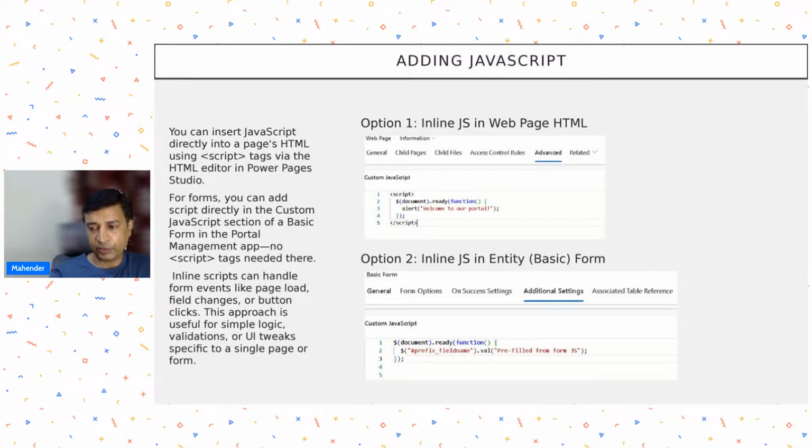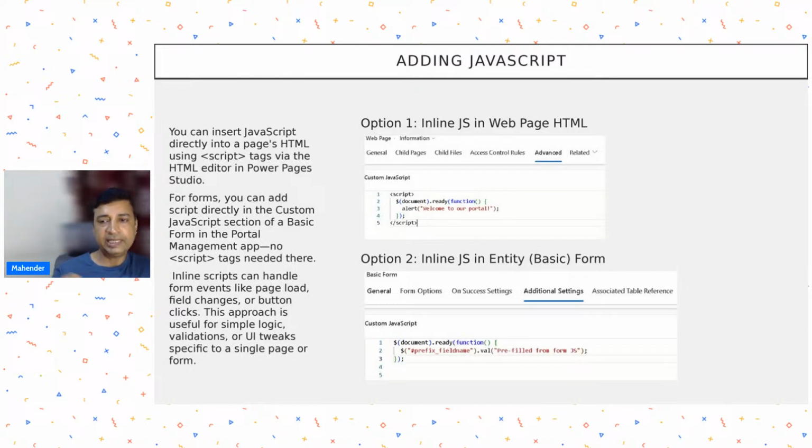Similar to that, you can see here there is also an on-ready, so once this is loaded, we want to run our code there. You can see that I'm using jQuery to get that value and set that value. Similarly, we can set the value of a field which is part of the basic form or entity form. So these are the places where we are basically injecting our JavaScript.